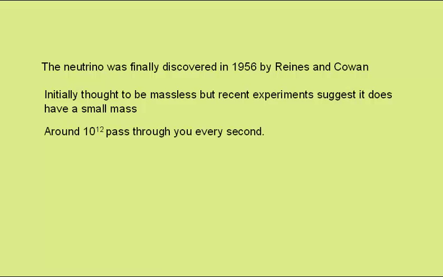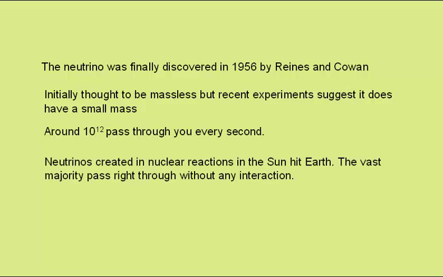Around 10 to the 12 neutrinos pass through you every second, and from the neutrinos created in nuclear reactions in the Sun, many hit Earth. The vast majority pass straight through the Earth without any interaction whatsoever.